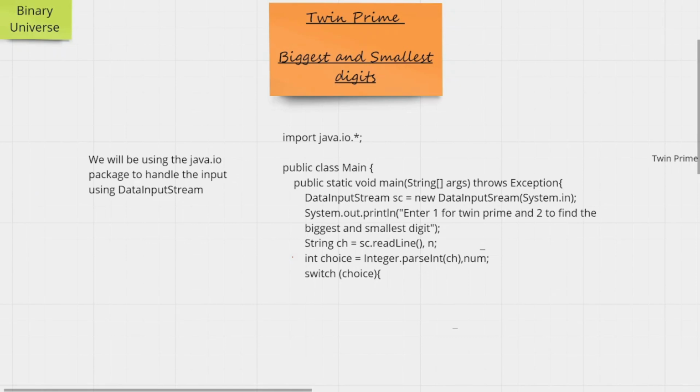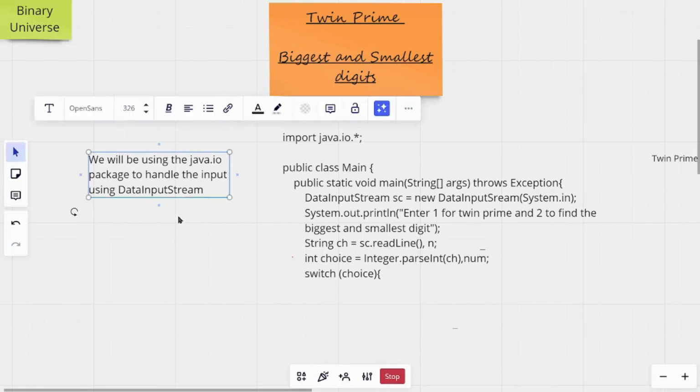Today we will be discussing how to find the biggest and the smallest digits of a number and to check if a number is twin prime. We will be using the Java IO package to handle the input using DataInputStream.